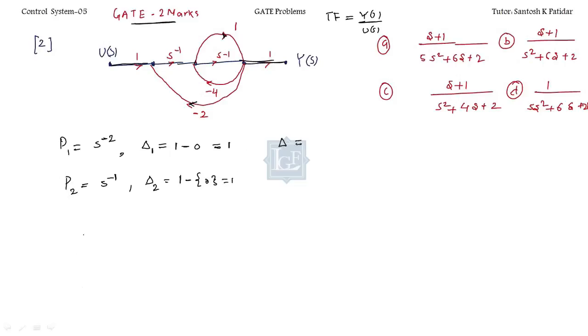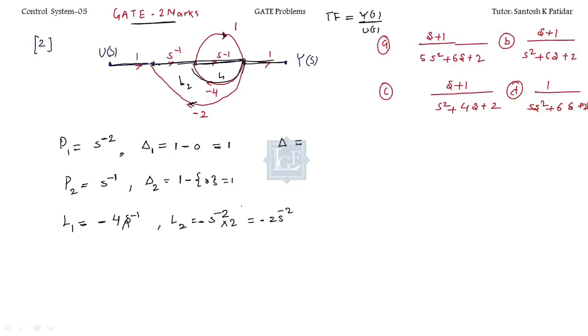If you calculate the del, let's calculate the individual loops. This is L1. What is the value of the gain of this loop? This is 4 by s, meaning 4s inverse. Now let's come to this bigger one. I get the name L2. So this L2 will be s to the power minus 2 into minus 2. So this is minus 2s to the power minus 2.